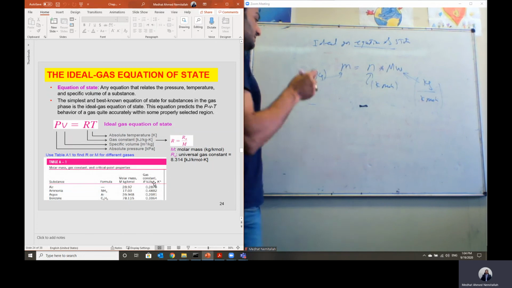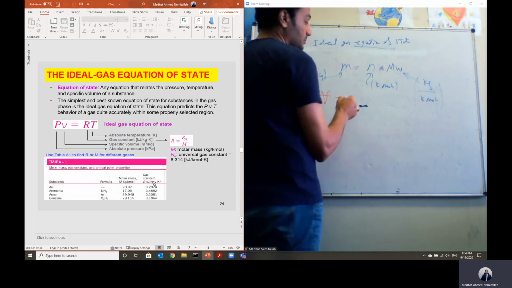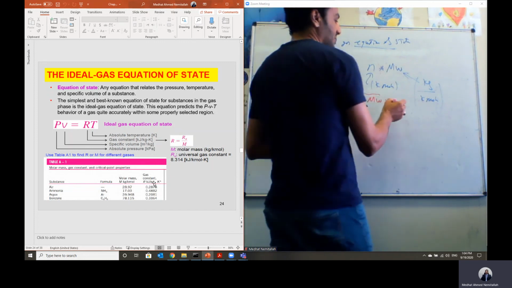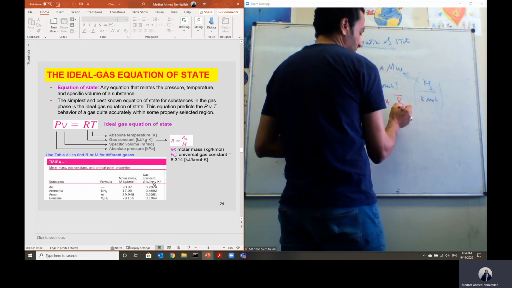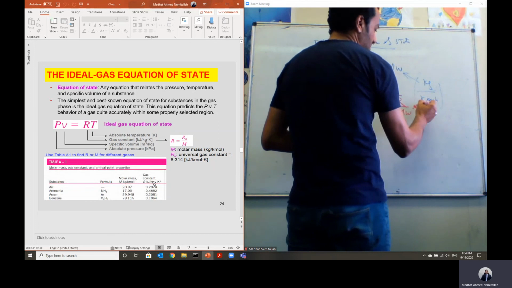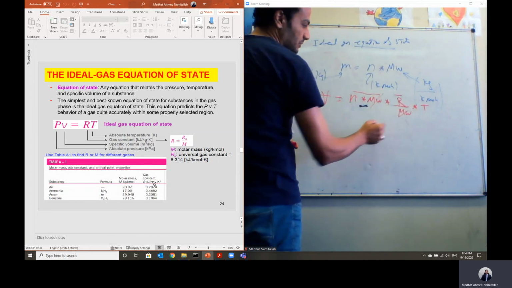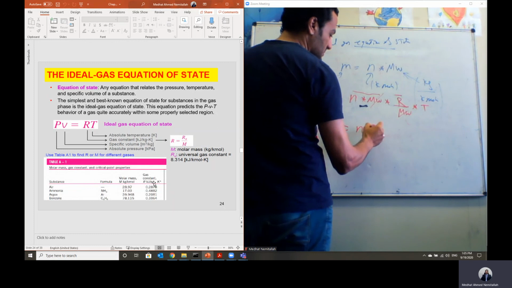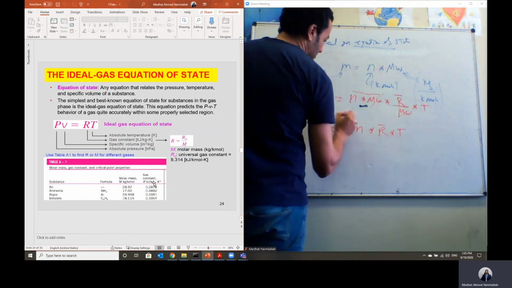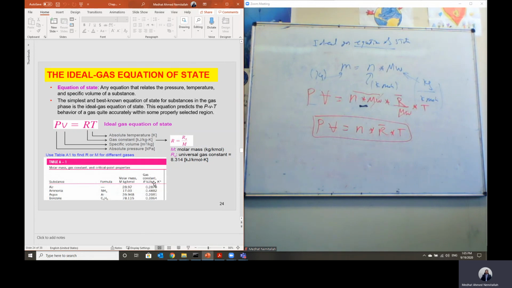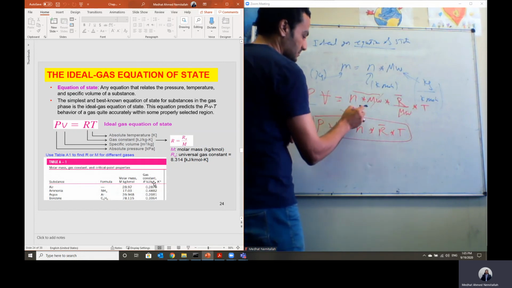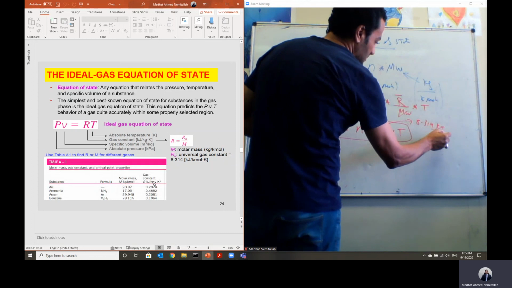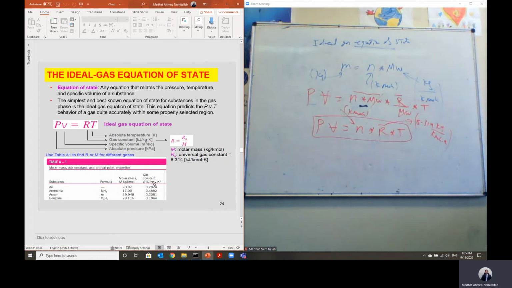But let's substitute this in the ideal gas equation of state. PV is equal to m, which is N multiplied by the molecular weight. This is actually the m. PV equal to m multiplied by R, which is R bar, or R universal, divided by the molecular weight, multiplied by the temperature T. So the molecular weight will cancel with the molecular weight. Then we can have this form of the ideal gas equation of state. PV will equal the number of kilomoles N multiplied by R bar multiplied by the temperature. Okay, N is the number of kilomoles in this case. And R bar is the universal gas constant, which is 8.314 kilojoule per kilomole Kelvin. And the temperature in Kelvin in this case.